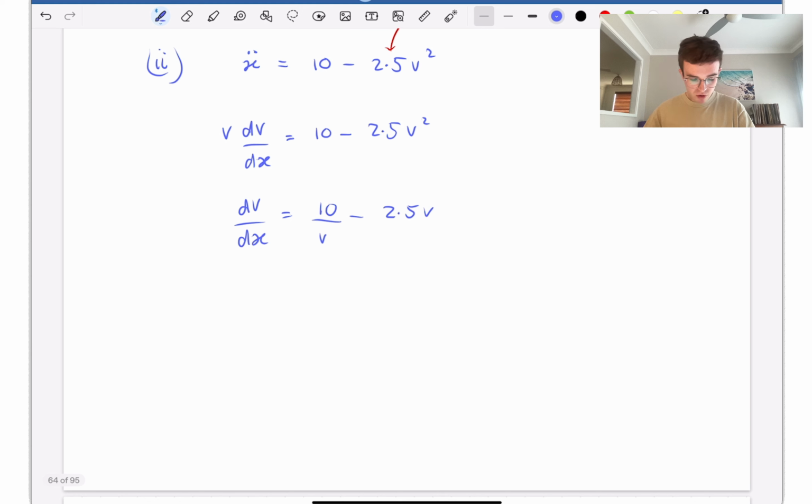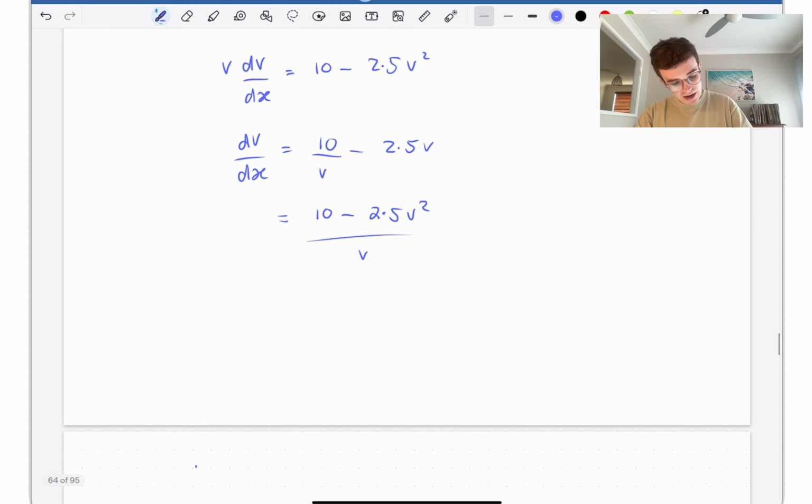And we want to integrate with respect to v because there's v's. V's are what this equation is in terms of. So we're going to have to flip it upside down. But before we can flip it upside down, we do need to make it a single fraction. We can, but it's not as elegant to flip it upside down when it's not a single fraction already. So that's telling me that dx/dv is equal to v on 10 minus 2.5 v squared.